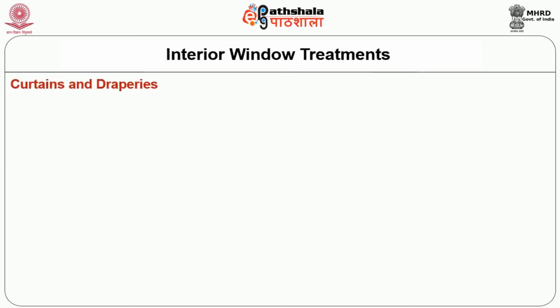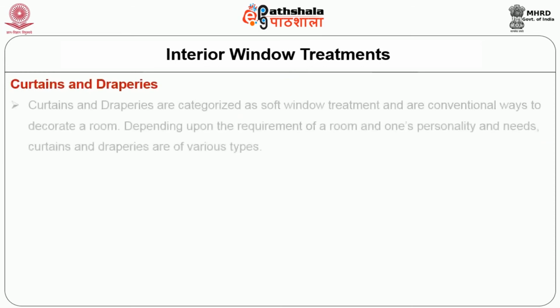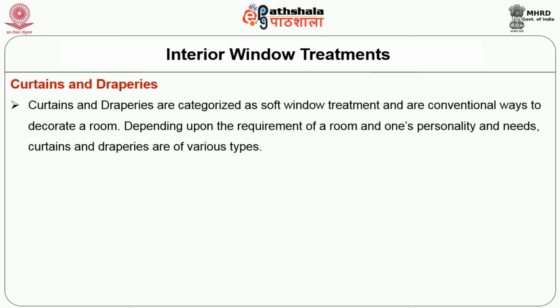Now let us see the curtains and draperies in detail. Curtains and draperies are categorized as soft window treatments and are a conventional way to decorate a room. Depending upon the requirement of a room and one's personality and needs, curtains and draperies are of various types.